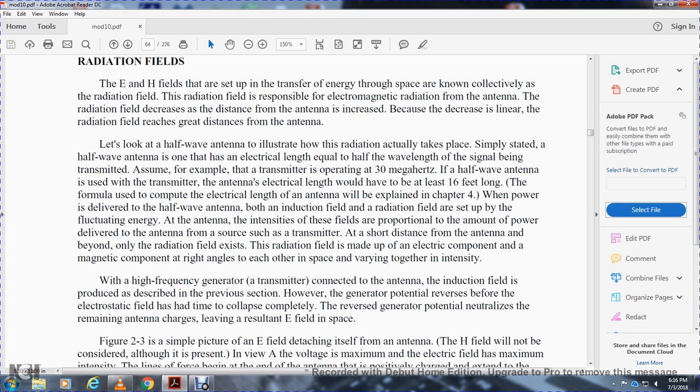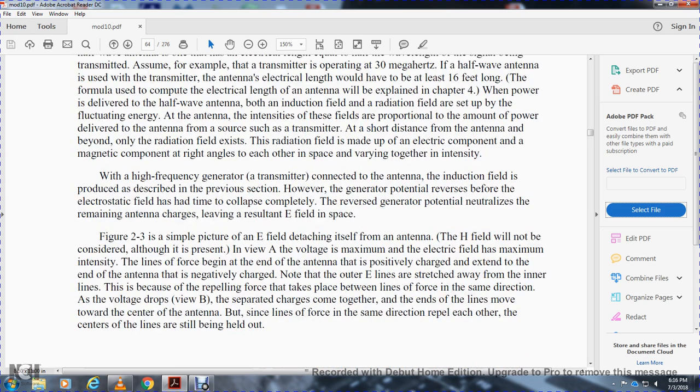When power is delivered to the half-wave antenna, both the induction field and the radiation field are set up as fluctuating energy at the antenna. The intensity of the field is proportional to the amount of power delivered to the antenna, a short distance from the antenna. Beyond that only the radiation field exists. The radiation field is made up of an electrical component and a magnetic component at right angles to each other in space, varying together in intensity.